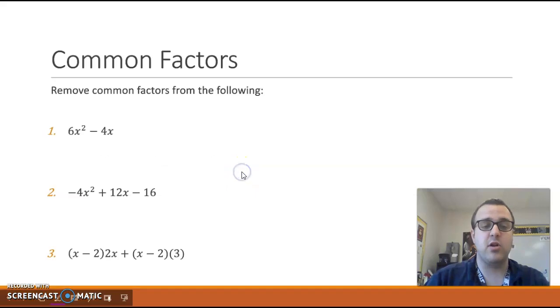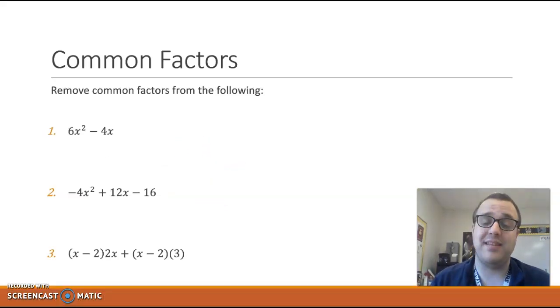So the first thing that we're going to look at is how to take out common factors, otherwise usually called GCFs, greatest common factors, and this is always going to be the first thing that we want to do when we go to factor something. So when I look at these, what I'm basically looking for is what is the largest thing that goes into every term in what I'm factoring.